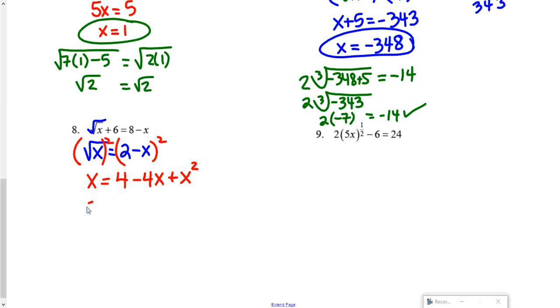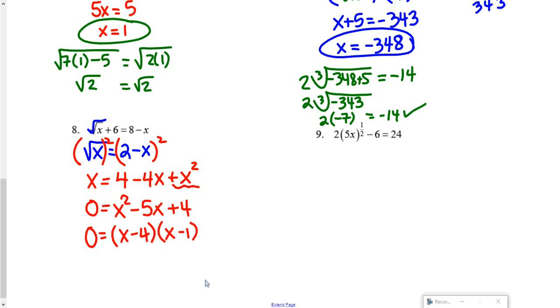So this is a quadratic. I like for it to be equal to 0. This x squared was positive, so I'm going to move my terms over to the right. When I move my x over, it would now be negative 5x, and this was a positive 4. So I'm looking for what two things multiply to positive 4 and add to negative 5. That would be x minus 4 times x minus 1. Then I'm going to set each factor equal to 0. I would get x equals 4 and x equals 1. I do have to check that both of these work. Sometimes one works, sometimes they both work, sometimes neither one.